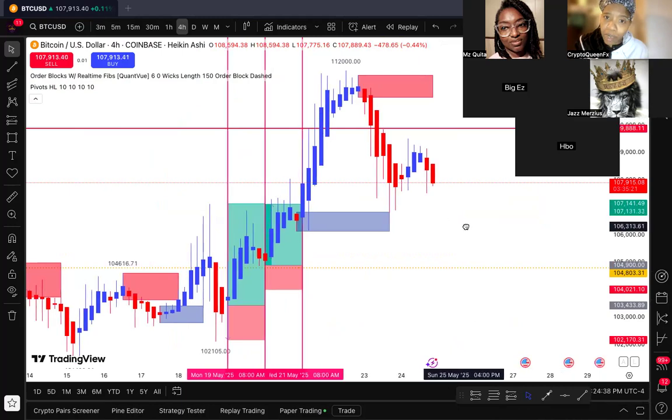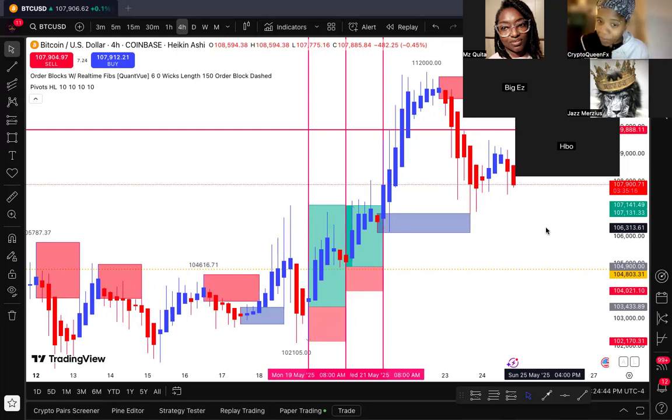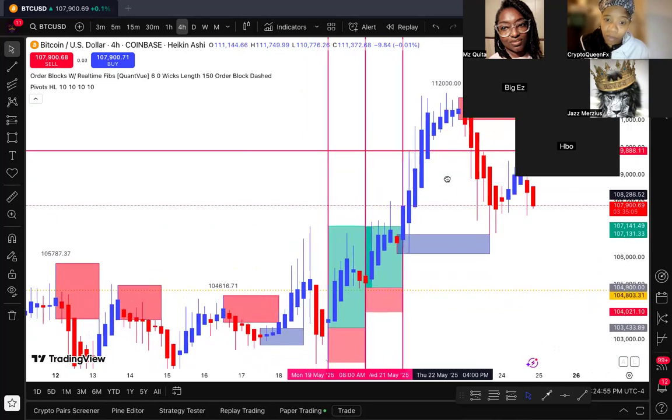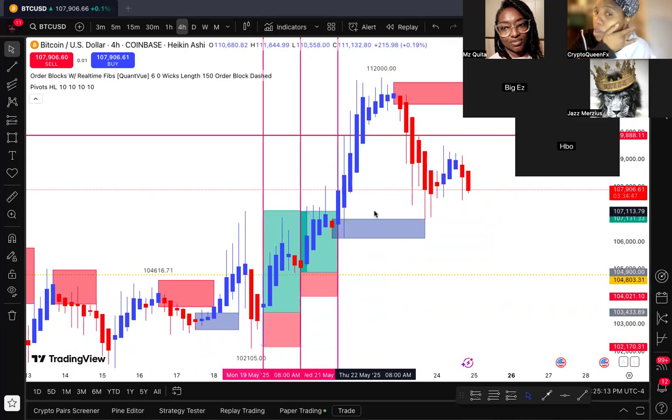Like Bitcoin making a new all-time high that I said it was going to make. Did anybody catch that at the beginning of the week? Because this thing definitely went to the all-time high, 112. This is the entry on Monday. This was the entry right here on Monday. This is the second entry on Tuesday. I didn't take an entry on Wednesday. And on Wednesday is when it took off to make the new high. But on Tuesday is when I was telling y'all that it's gonna make a new high.